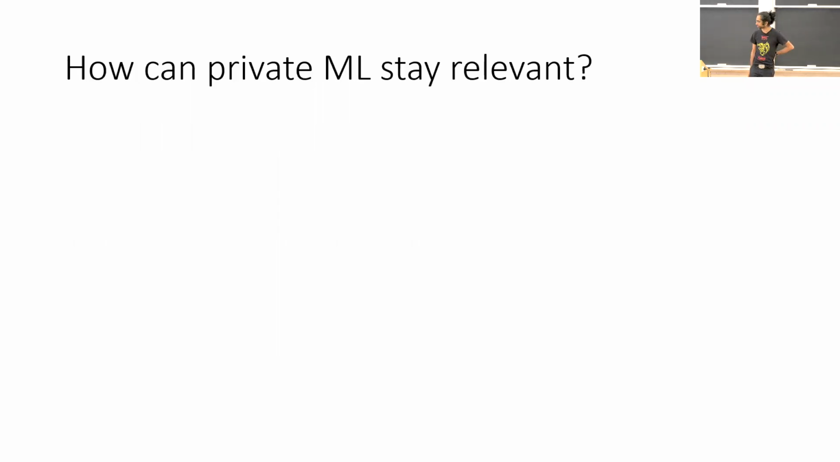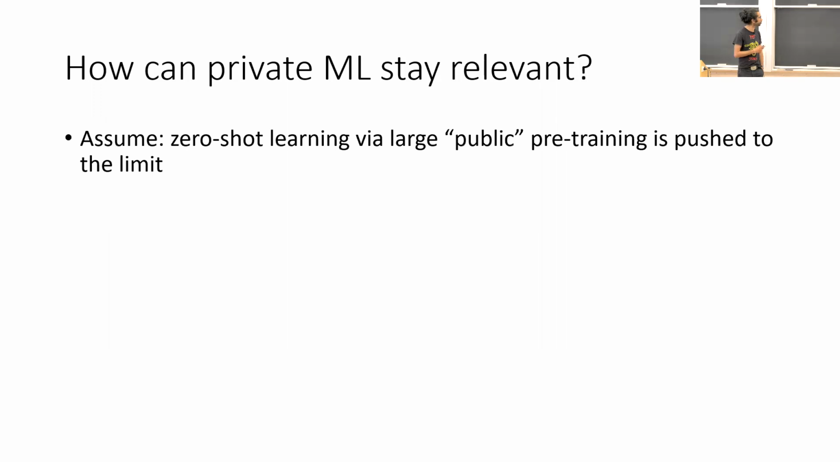This is my last slide, but the question is, how does private ML stay relevant? Is the community out of a job, or what are we still interested in, and what is there still left to do? Let's assume my prediction is that zero-shot learning via large public pre-training is pushed to the limit. That is, people deal with all these distribution shift issues and figure out how to handle them.